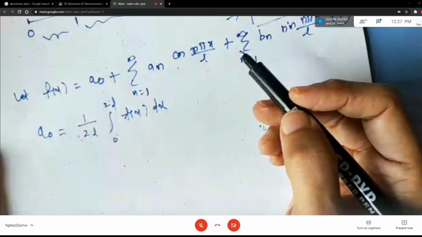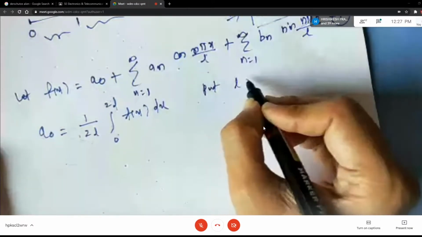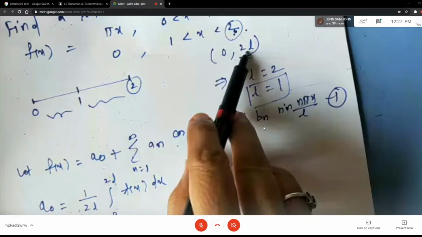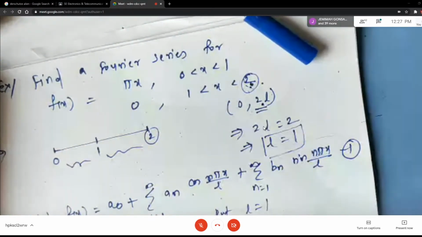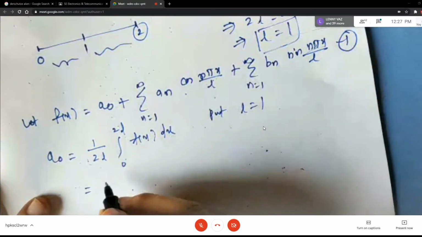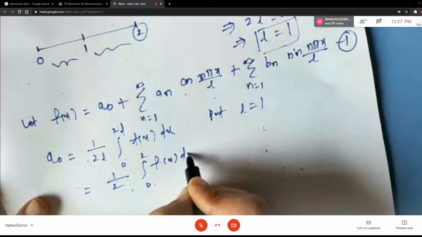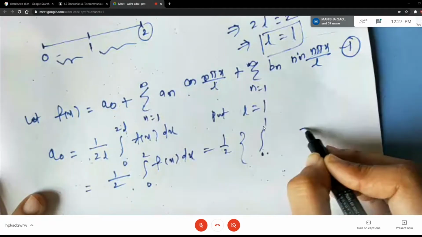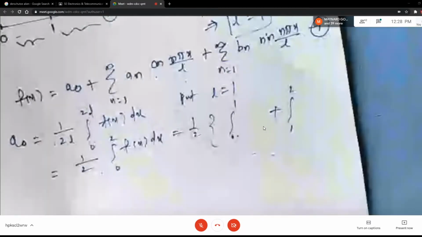Now 0 to 2L are the limits, correct? What is L here? L is 1. How I got L, all of you understood, students? Main interval you have to write first, 0 to 2L. 2L will be the last number here, and L will be 2 by 2. So it is 1 by 2 into 1, that is 2, integral 0 to 2 f of x dx. And now as usual you have to split 0 to 2 as what? 0 to 1 plus 1 to 2. Correct, no?